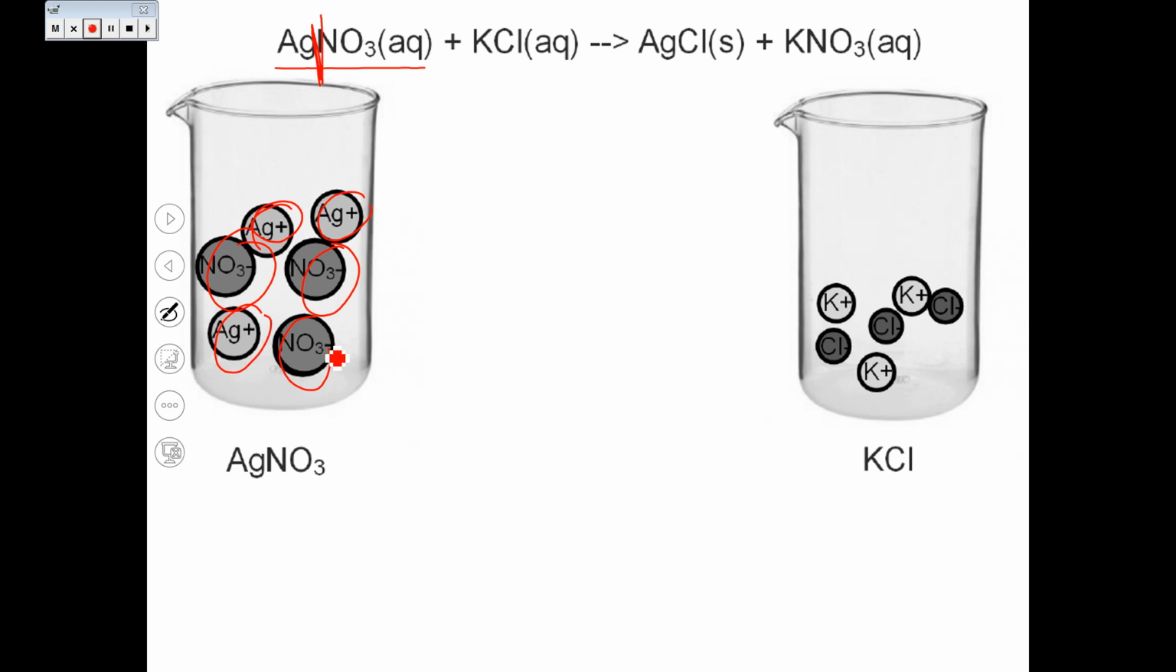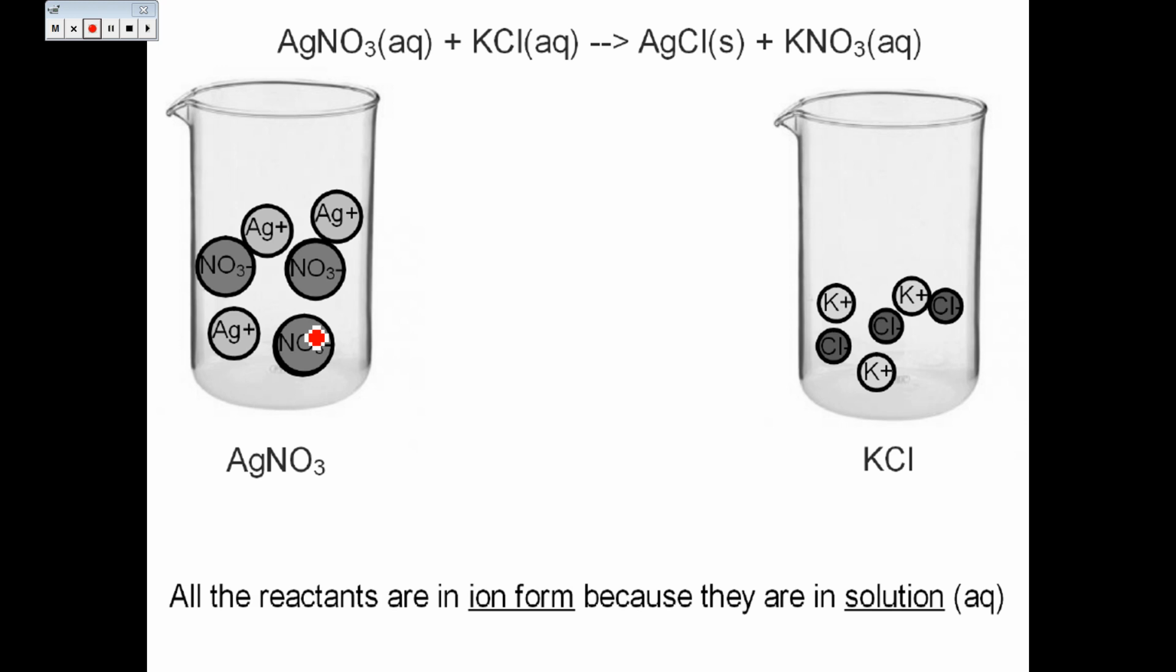Over in the beaker on the right, we have KCl(aq), which means it does the same thing. You have these K ions and these Cl minus ions that are floating and swimming around, just doing their own thing. All the reactants are in ion form because they are in solution. Anytime you see AQ, it means that the cations and anions are broken into their positive and negative components, because the water basically pulls them apart into their ionic form.